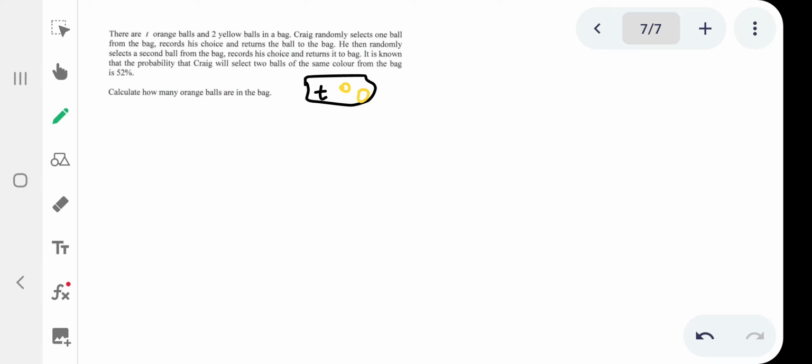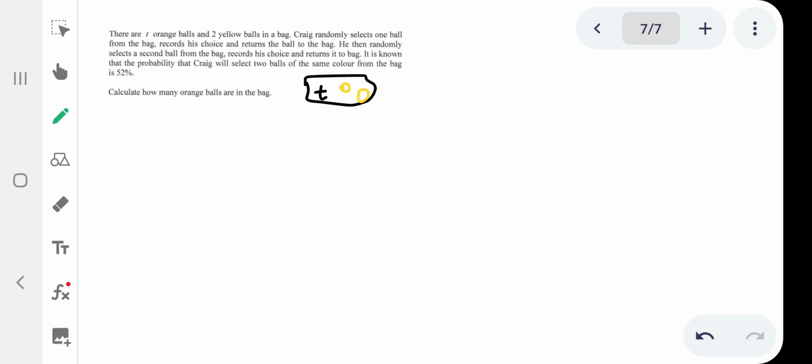Craig randomly selects 1 ball from the bag, records his choice and returns the ball to the bag, right? He then randomly selects a second ball from the bag. So it means this person takes the first ball and records his choice, okay, whether he got an orange ball or a yellow ball. After that he puts it back in the bag. So there is returning. It means the total sample space does not change, because you are returning the ball. The total number of balls won't change.